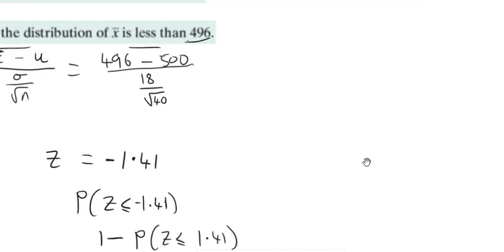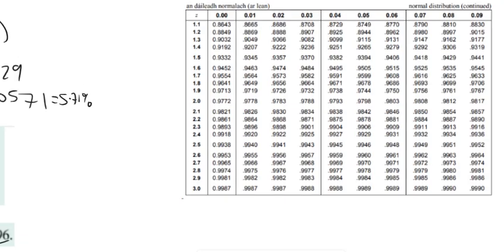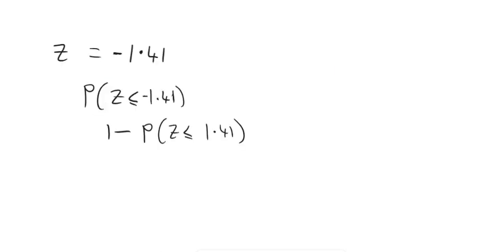If you look up the tables for 1.41, it's going to be here: 0.9207. So it's 1 minus 0.9207, and you get 0.0793.